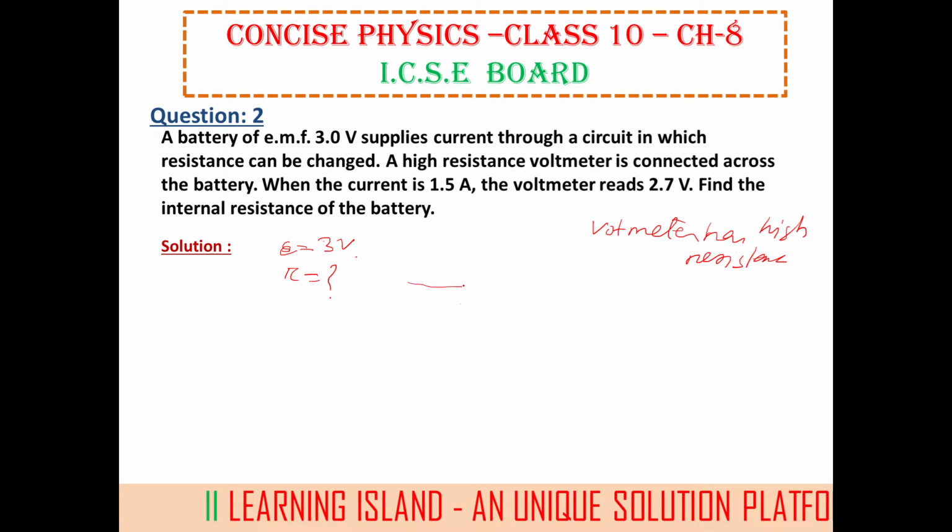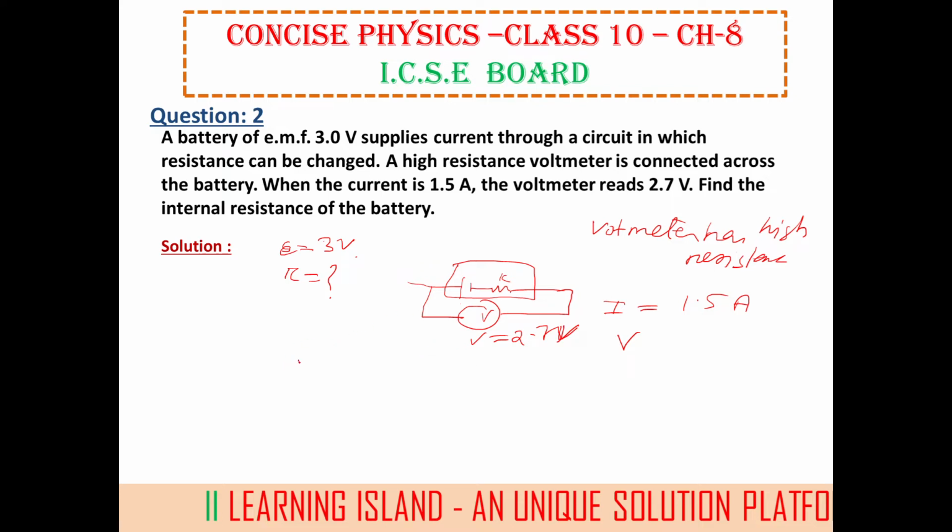This is the battery, and this is the internal resistance r, and here they have connected a voltmeter which has high resistance. So this is actually the battery. So in this case, the voltmeter is connected, the current is I equal to 1.5 ampere, and the voltmeter reading V equal to 2.7 volt. So what is the resistance?